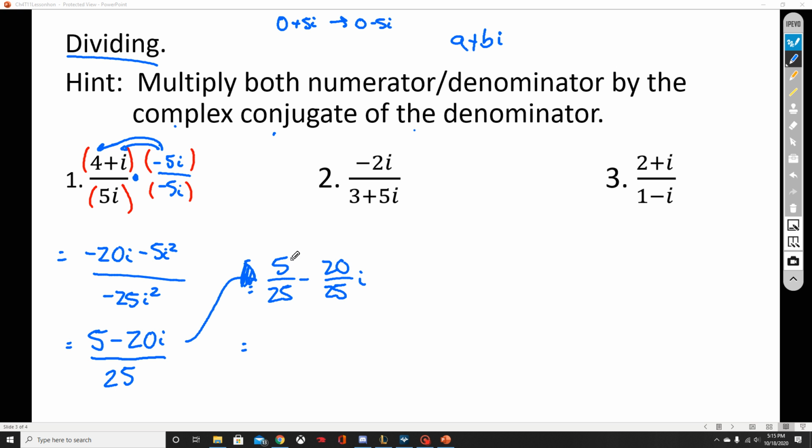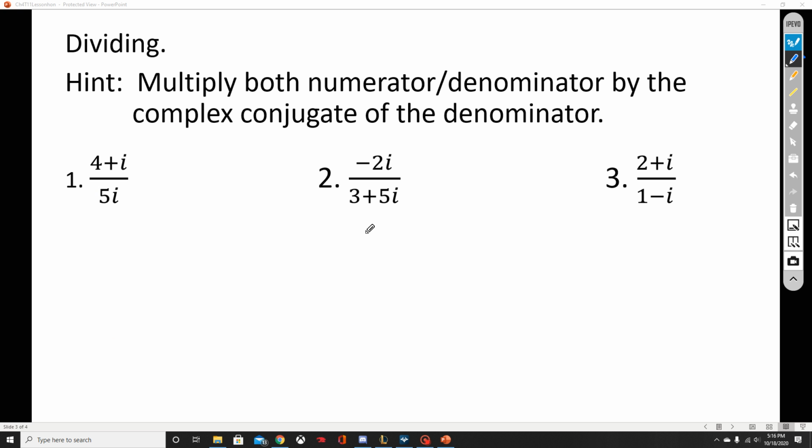All right, I'm going to simplify this, so it's 1 over 5. So the real part is 1 over 5. The imaginary part, that's 4 over 5, i. So if you divide that, you get 1/5 minus 4/5 i. And that would be our quotient. We have a real part and an imaginary part.